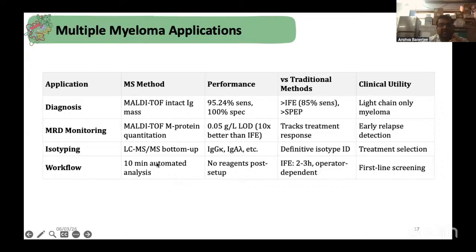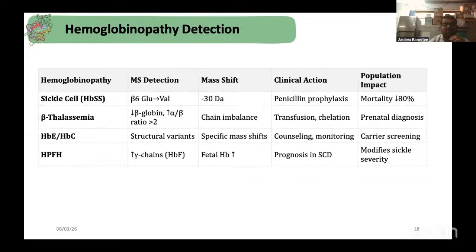So once the 10 minute automated analysis is set for all these methods, no reagent is required, whereas the traditional gel techniques require 2 to 3 hours for the operation only. Further analysis of them will take one more 5 to 6 hours in the first line of screening when you are using gel based.